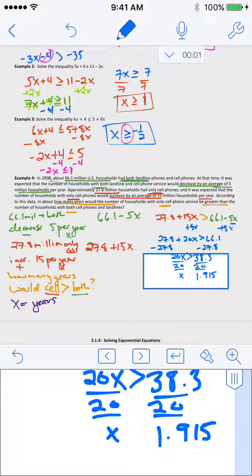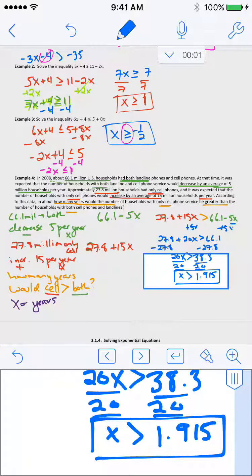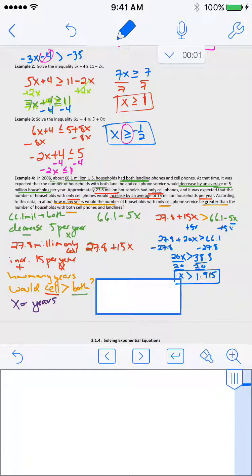Now I divided, so I have to be careful. Do I need to switch it? No, because 20 was positive, right? So it would stay the same. So x is greater than 1.915, which is fabulous, right? We can solve things. But what does it mean? So far we've translated, we've solved. Now we need to actually translate back. We need to answer that question.